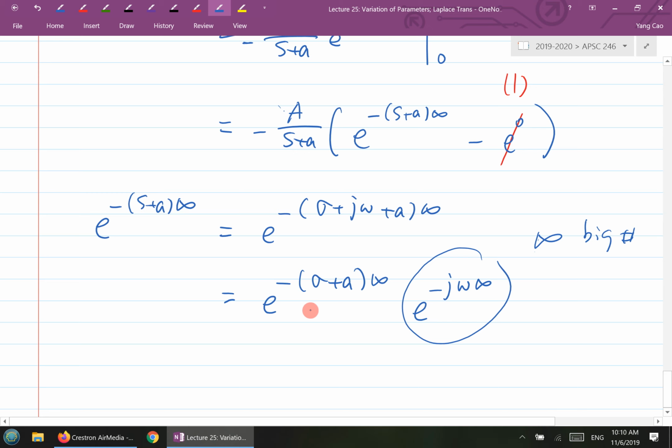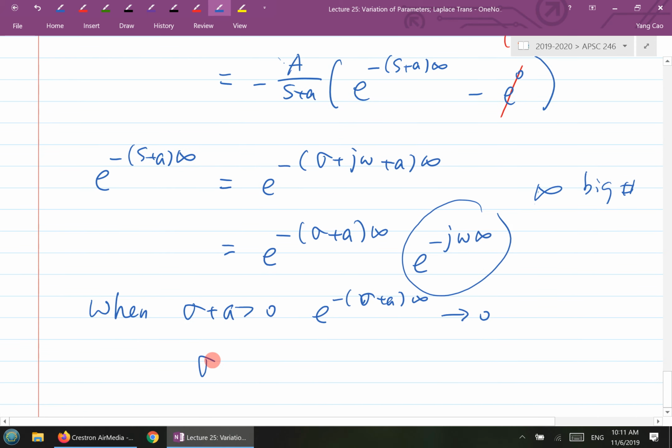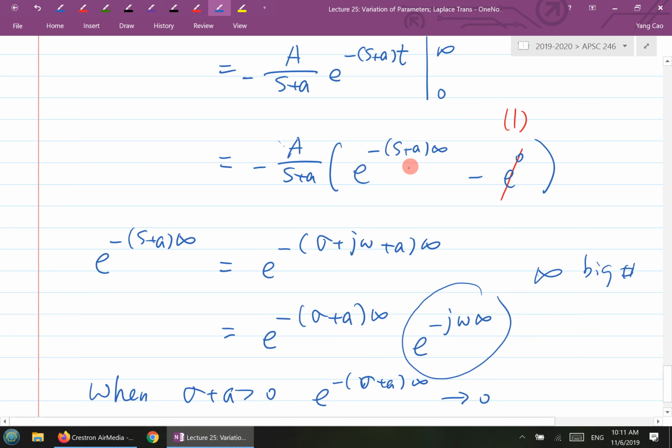But over this side, we have e to the power negative (sigma plus a) times positive infinity. Under what condition will this go to 0? When sigma plus a is greater than 0. If this goes to 0, then the whole term goes to 0. So basically, when sigma is greater than negative a, the whole term goes to 0. That makes sense? And this is exactly what we want.